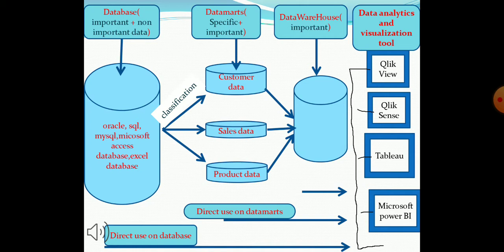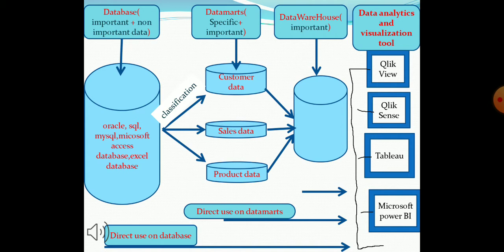Here, at the top of the diagram, we see the database, which contains important as well as non-important data. Next are datamarts. A datamart is part of a database where we can store only important and specific data. Then we can see the data warehouse. A data warehouse is just like a database where we can store only important data. And at last, we can see the data visualization tool.